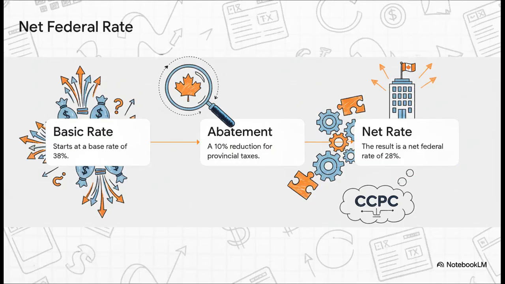So what's the starting point for federal tax? Well, it all begins with a basic rate of 38%. But Canada's provinces also need to levy their own corporate taxes, right? So to make room for that, the federal government gives back what's called a 10% federal abatement. You subtract that, and it brings the starting net federal rate for all corporations down to 28%. But as you're about to see, for a CCPC, this is really just the beginning of the story.